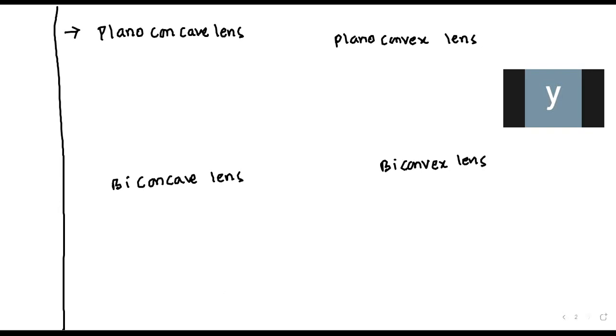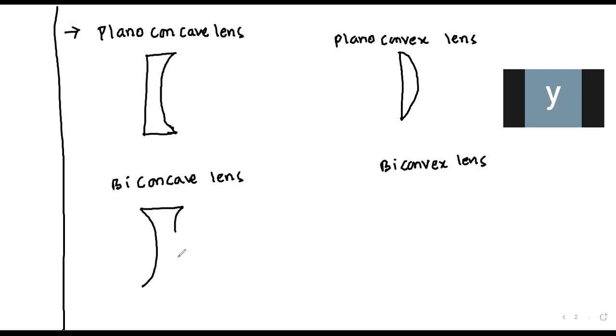Now, in the plano concave lens, the first surface will be plane, and then next it is concave, like this. And then plano convex lens. All these diagrams, why I am drawing, is because now I want to find the focal length of this lens, and these diagrams are useful in the silvering of lens.